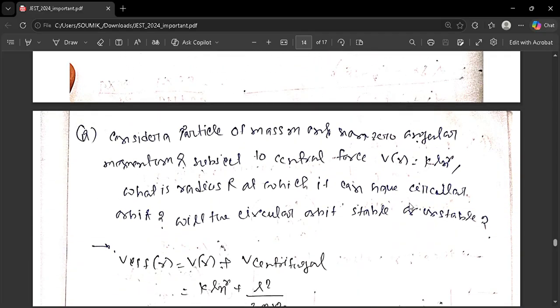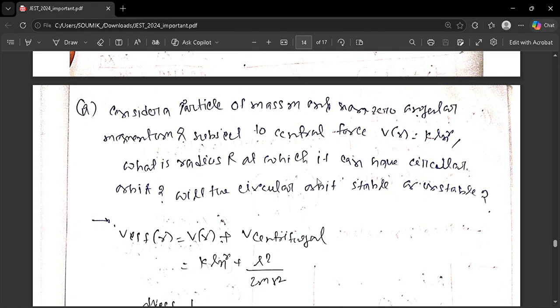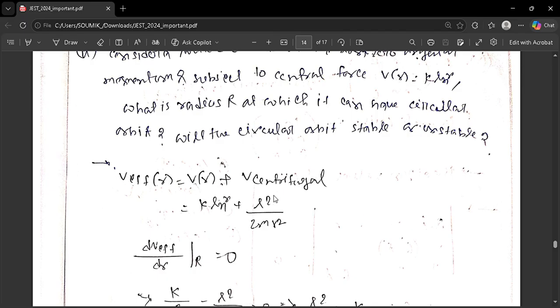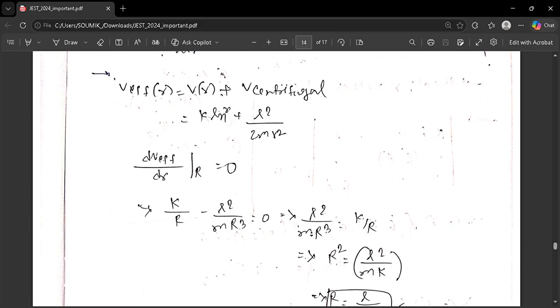Next question: consider a particle of mass m and non-zero angular momentum L subject to a central force V(r). What is the radius r at which it can have a circular orbit? Will the circular orbit be stable or unstable? Basically, to do this problem, first we have to find the effective potential, which is the central potential plus the centrifugal potential, and then find the radius of the circular orbit. dV effective by dr is equal to 0 at r equal to capital R. From this equation you can find the radius.